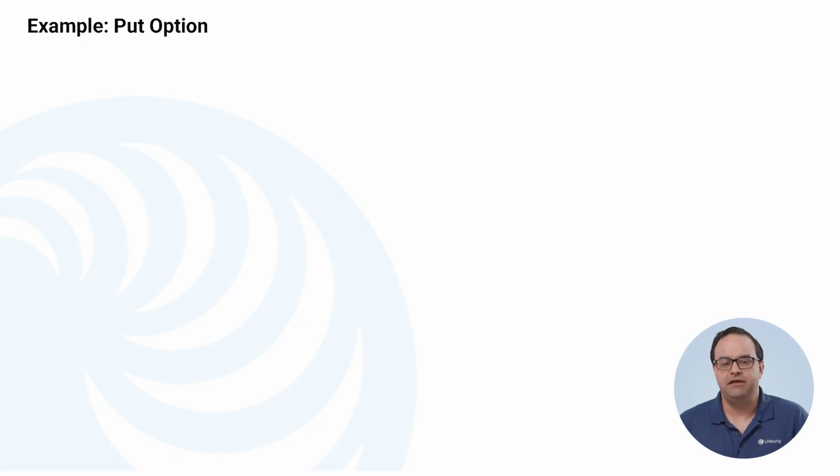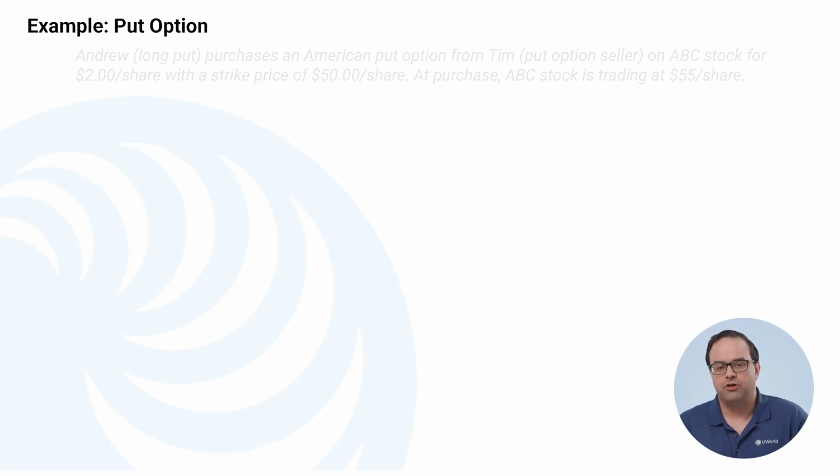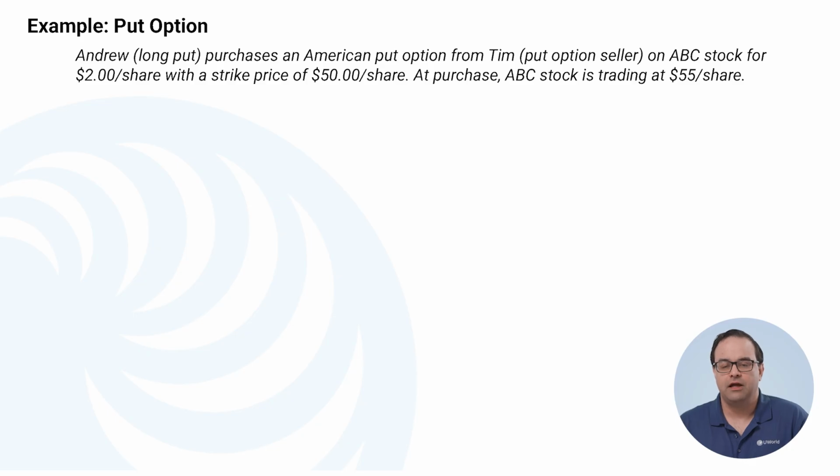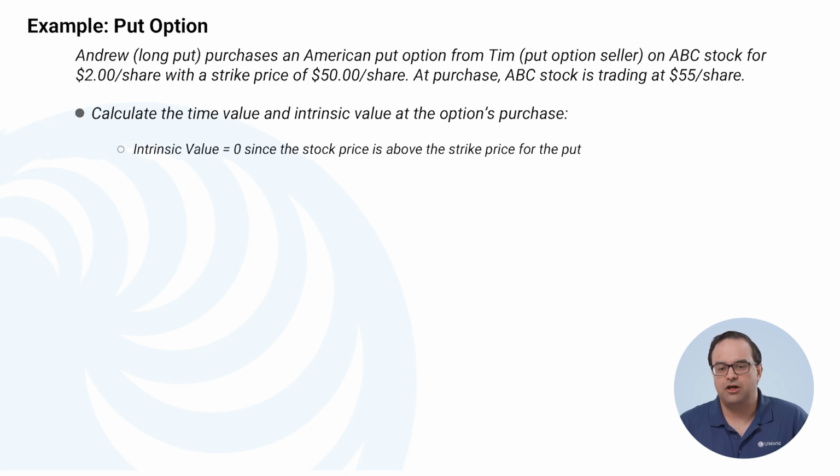Now we'll look at a basic single put option. In this case, the portfolio manager purchases an American put sold by a dealer on, again, ABC stock with a $50 a share strike price, $2 premium. In this scenario, the stock is trading at $55 a share. The intrinsic value is again going to be zero in this case for a put because the option is out of the money. The current stock price is above the put strike. So the time value would simply be the premium. Since intrinsic value is zero, the put's out of the money. The time value would be $2 per share.